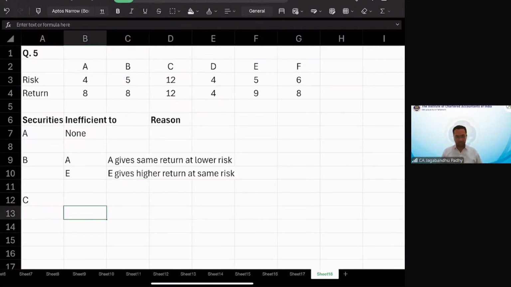Now coming to C. Is C inefficient to anyone? Is there anyone with a risk of less than 12? There are all which have less than 12. But is there any security which is providing you a return more than 12? No. So it is actually inefficient to none.